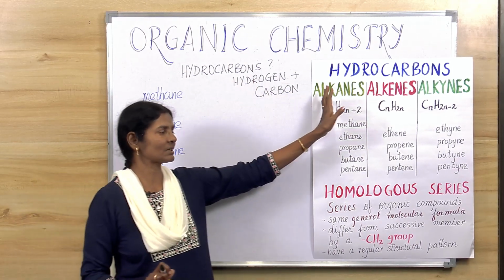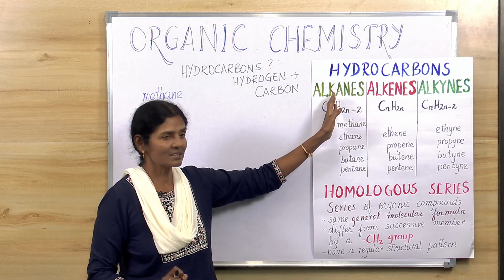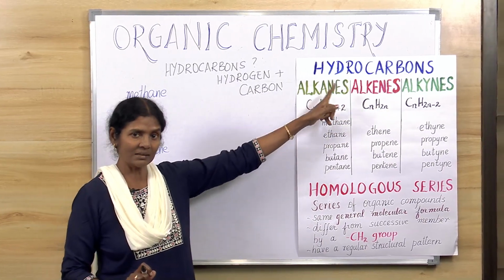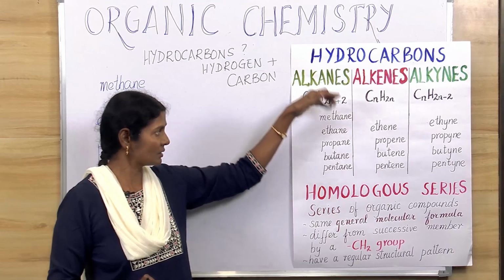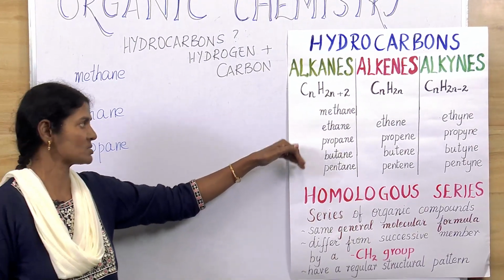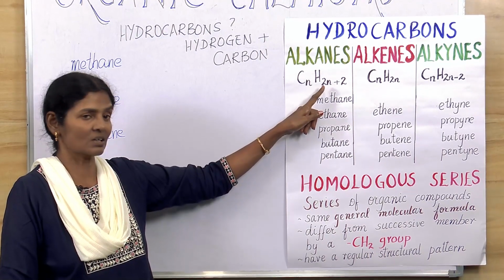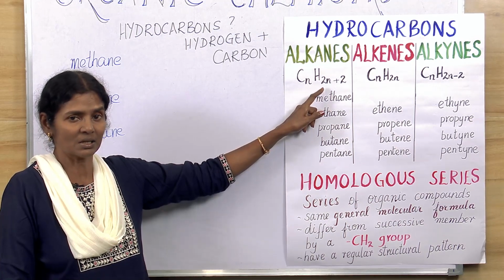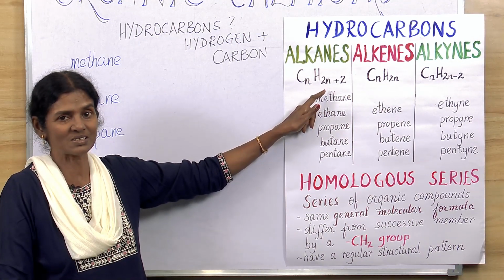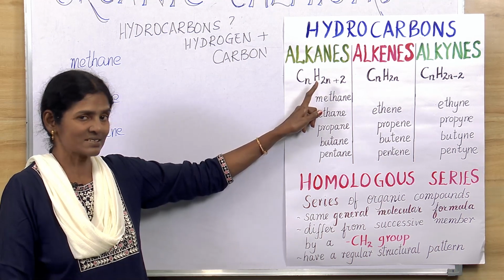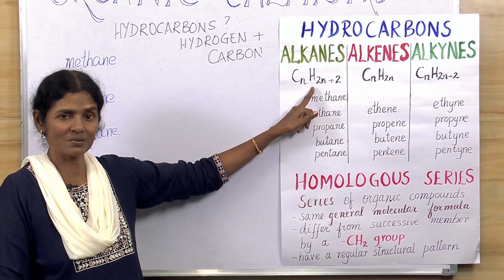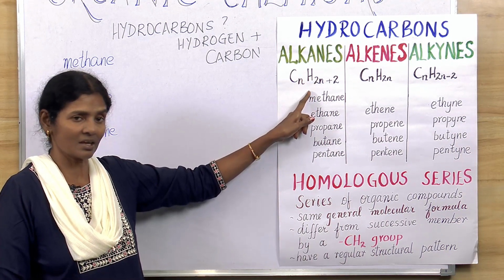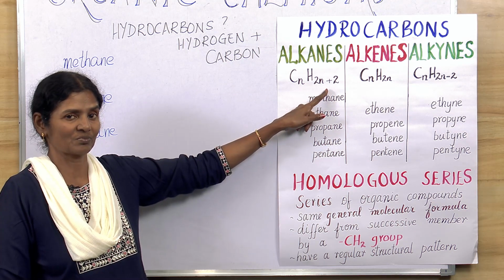Now coming to this, there are three types mainly: alkanes, alkenes and alkynes. They all are a group of compounds which have the same general molecular formula. N stands for the number of carbon atoms. In the previous video we saw about the root word. Just remind yourself. N is for the number of carbon atoms. So here we have CnH2n+2. Let's work it out.